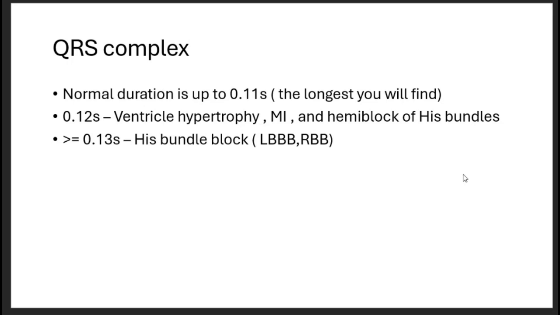If it's 0.12, then you can suspect some ventricular hypertrophy, some myocardial infarction, or some hemiblocks of His bundle. We will go through the blocks, so don't worry. And if it's greater than or equal to 0.13, then it can be a His bundle block, which can be either a left bundle branch block or a right bundle branch block. So I think the best thing we can do now is to look at the blocks.